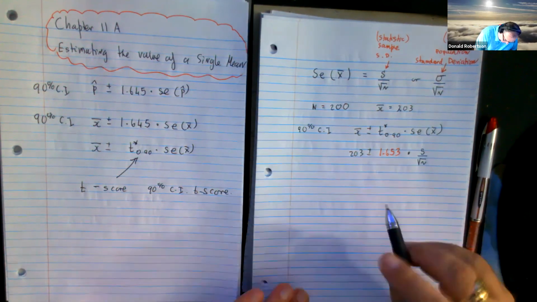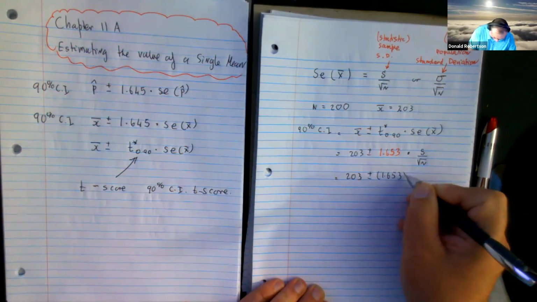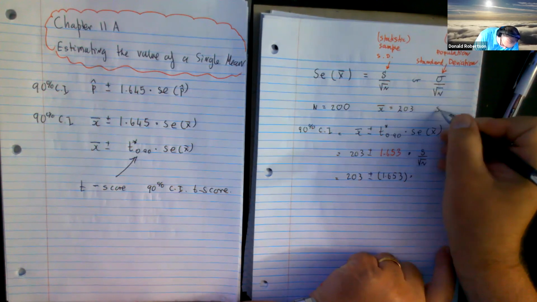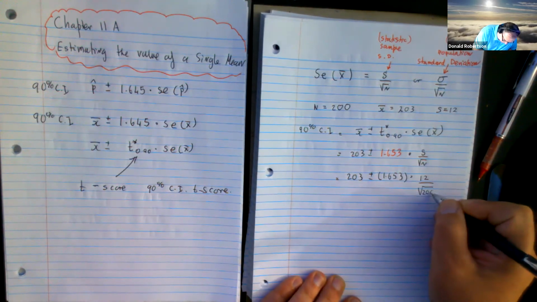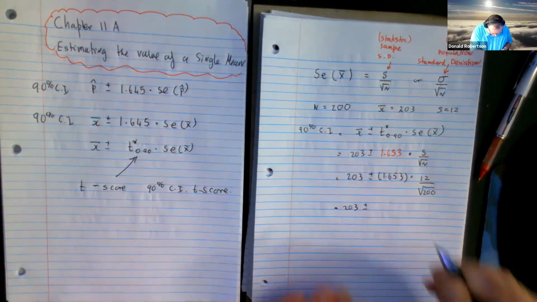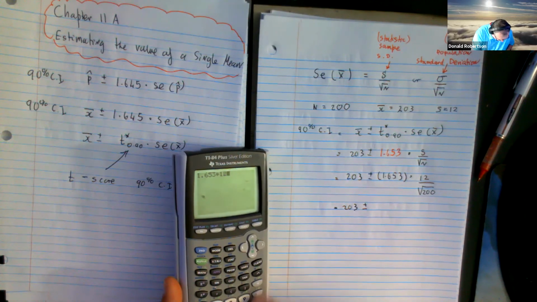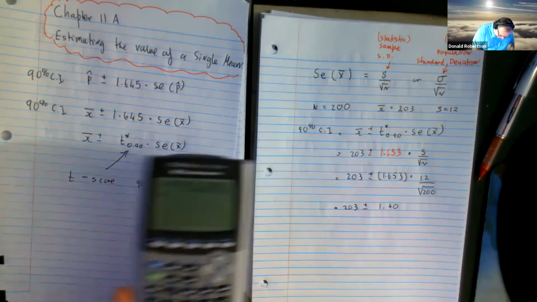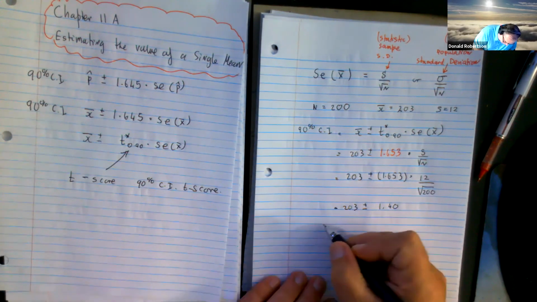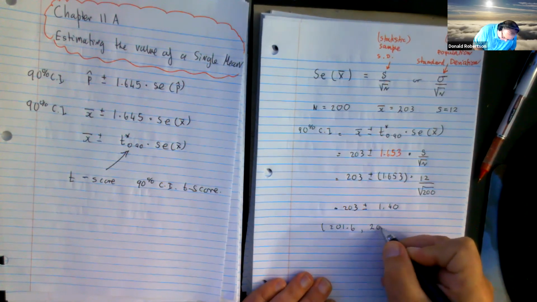So it's going to be 203 plus or minus 1.653 times, oh, I need a standard deviation. I forgot to tell you that the standard deviation of my sample was 12. So it's going to be 12 over the square root of 200. So you've now got 203 plus or minus all of that. So 1.653 times 12 divided by the square root of 200. And the answer I get is 1.4, oh, let's say it's two decimal places, right? 1.40. And our interval then, if you take this away from it, you get 201.6 and 204.4. And there you go.